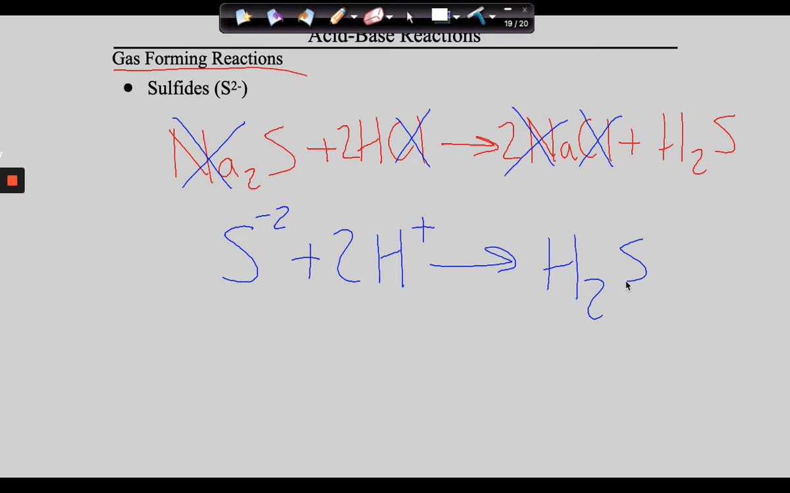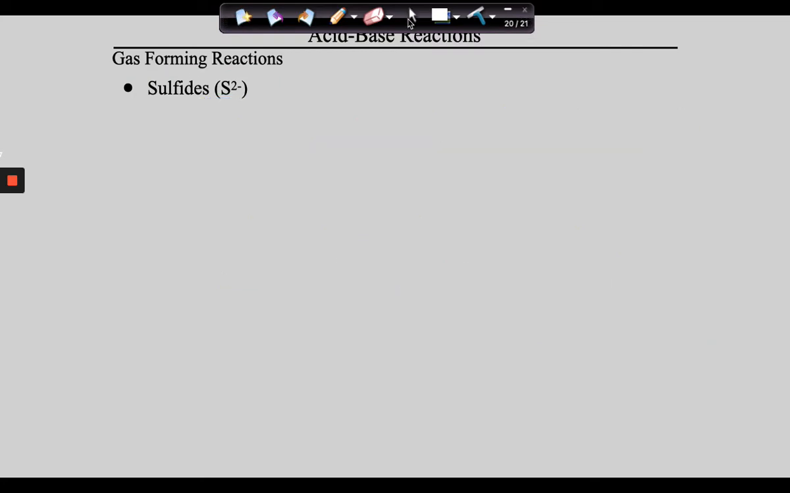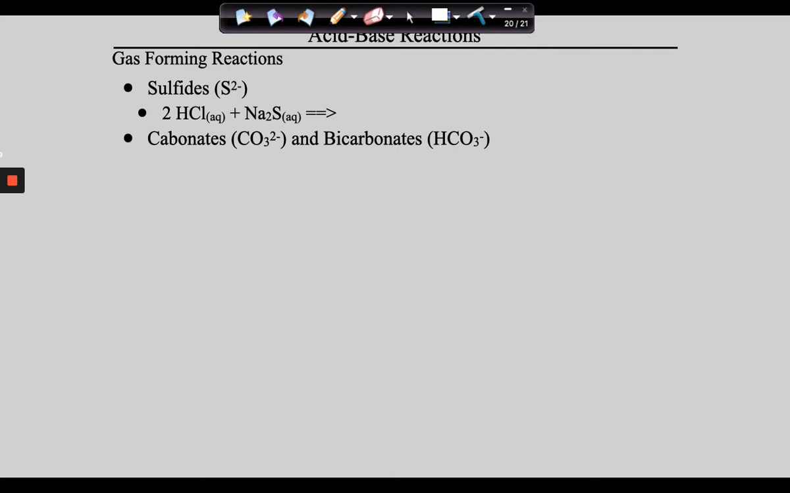How do you know? You need to memorize it. Anytime you see a sulfide salt reacting with an acid, you need to know that that makes hydrogen sulfide gas. You just have to know that. There's one other gas-forming reaction that you need to know. Guys, the other gas-forming reaction that you need to know involves carbonates and bicarbonates. This is the volcano reaction that you did in 3rd grade with food coloring and made volcanoes.